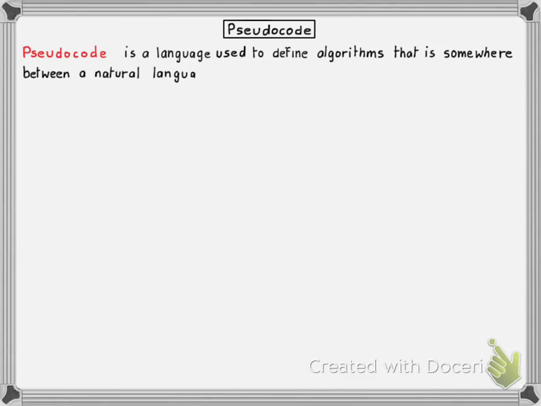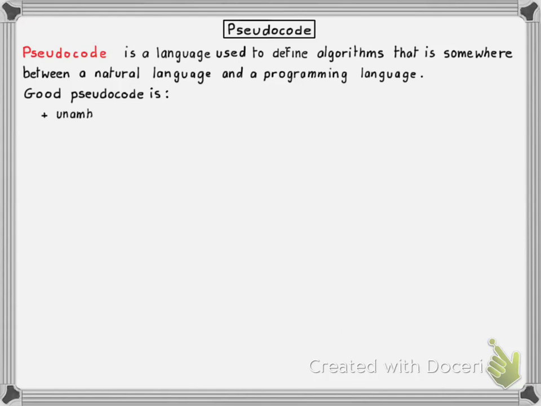A pseudocode is somewhere between a natural language and a programming language. Now remember that a natural language is very expressive, but it's also very ambiguous, whereas a programming language is much less expressive and much more strict in its syntax, but it's also unambiguous, which is why we use them to program computers. So, what are the features of a good pseudocode language?